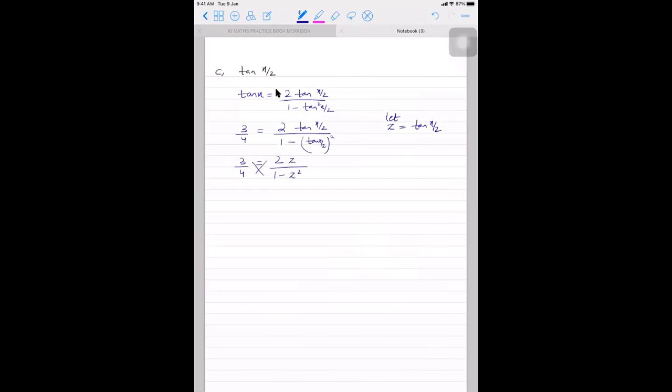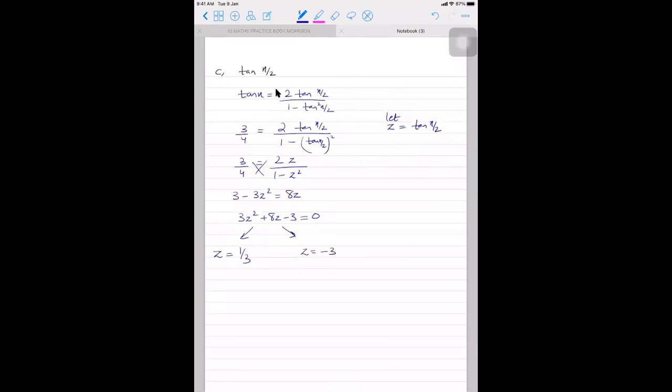If you cross multiply this, you are going to get 3 minus 3z square equals 8z. So 3z square plus 8z minus 3 equals 0. This is a simple quadratic equation. If you solve this, what values of z are you going to get? 1 over 3 and minus 3.